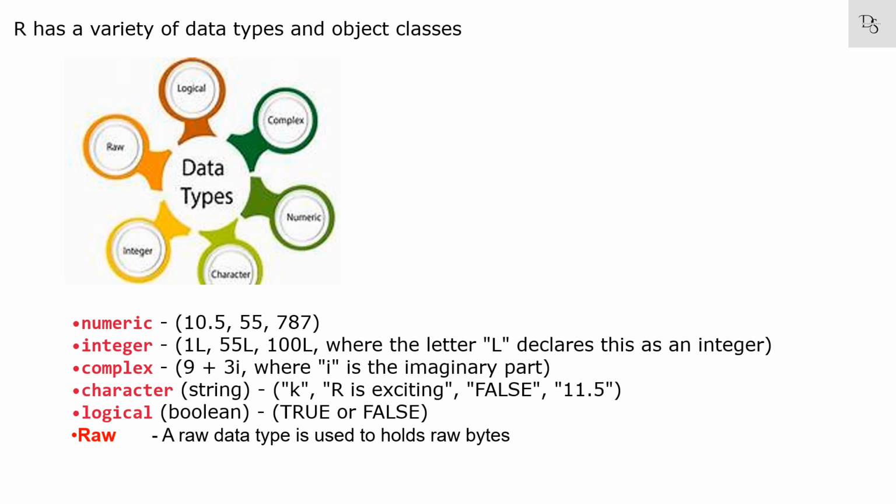And next, character. Character is nothing but a string. In R programming, character is used to represent string values. We can convert objects into character values with the help of the character function. And next one is logical. It is a special data type for data with only two possible values, which can be constructed as TRUE or FALSE. Next one is the raw data type. Raw data type is used to hold raw bytes.